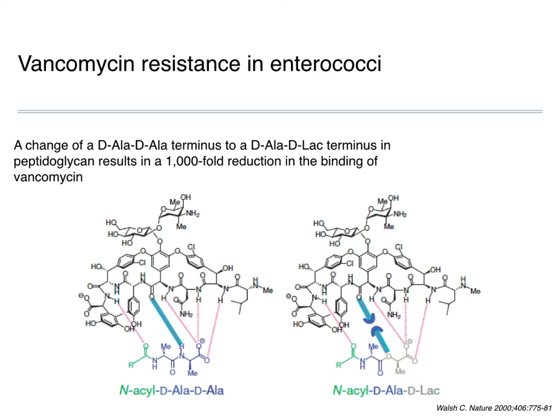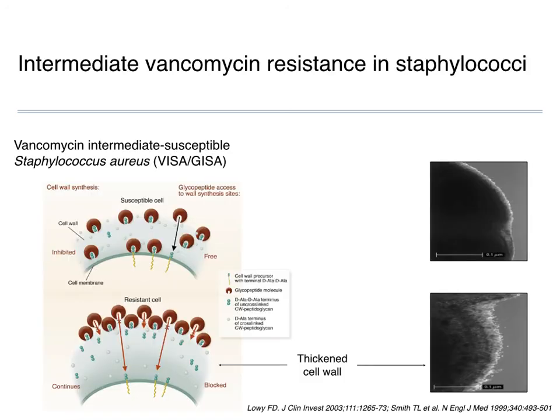Again, everyone was really concerned about that being spread to staph. And then, as you see here, these photos are from a 1999 article, which was the first report of so-called VISA or GISA strains, vancomycin-intermediately susceptible Staph aureus. What happened was that these isolates developed this resistance independently from enterococci. So this didn't come from enterococci, it just happened intrinsically.